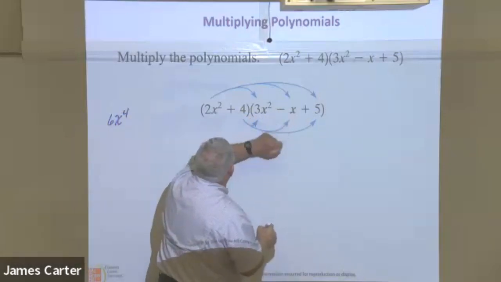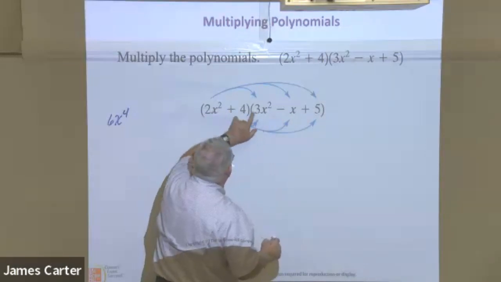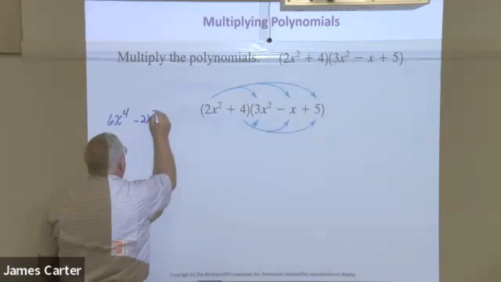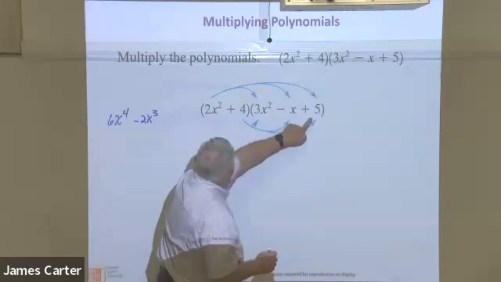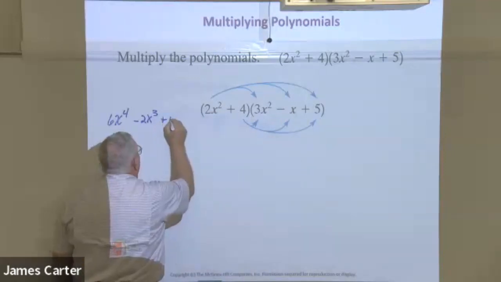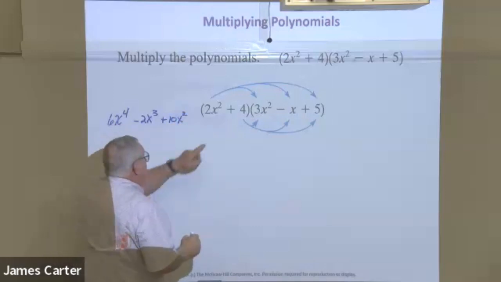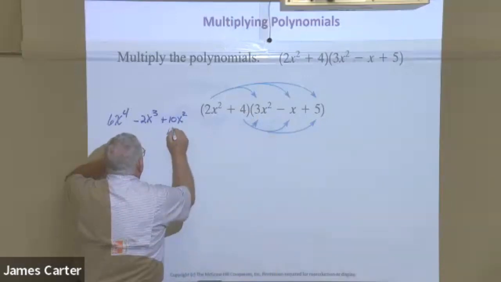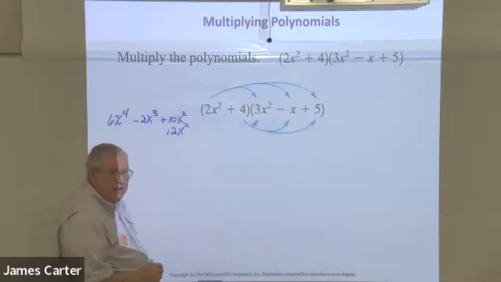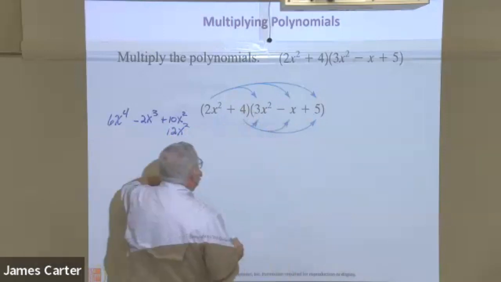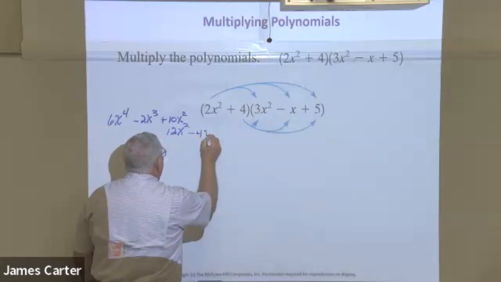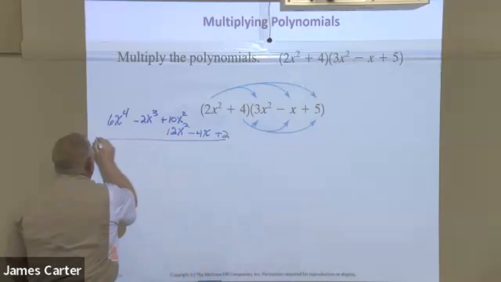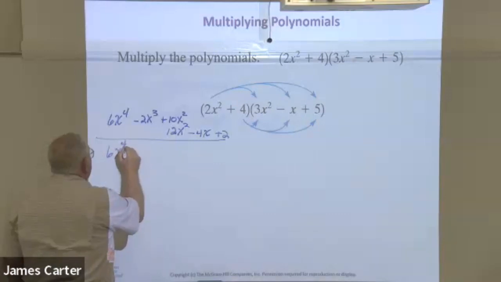And this one, we're going to have 2x squared minus x. So we're going to have minus 2x cubed. Here, we're going to have x squared. Now we'll do this one. 4 times 3x squared is 12x squared. And I'm going to line these up. 4 times x is negative 4x. And 4 times 5 is 20. And now I'm going to simplify it.